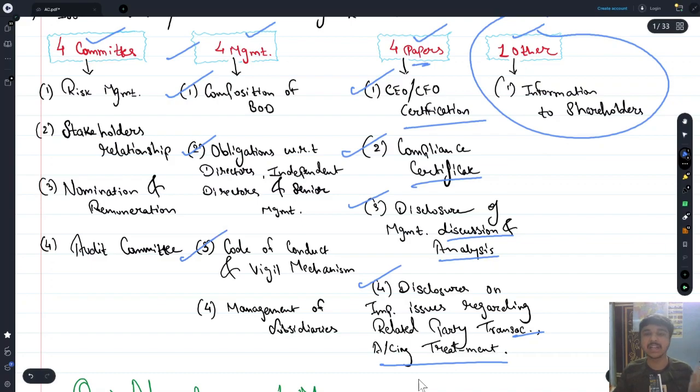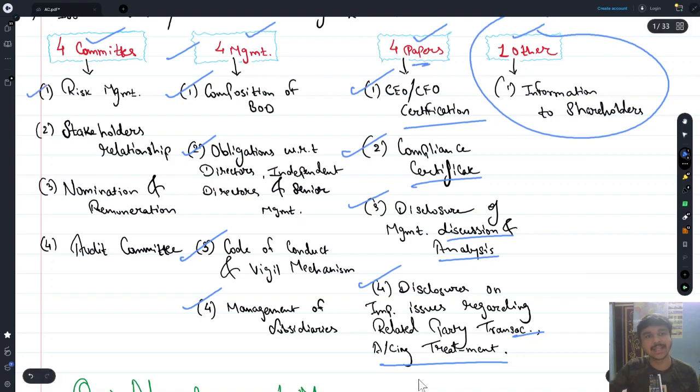Third is the code of conduct and vigil mechanism. We are going to go into detail of this, but what is the code of conduct? Basically, this is the way a board should operate. This is the way a management should operate. If you don't have a code, a conduct, a decorum for a specific institution, anyone will do anything that they want to do, right? And the last one is management of subsidiaries. So yeah, this is also a part of the four management points.